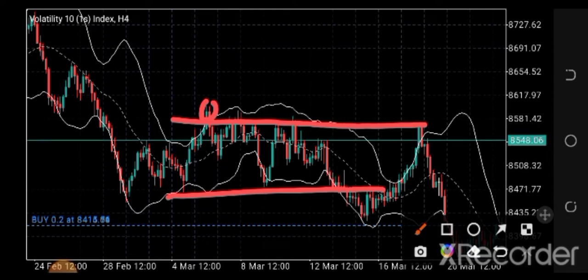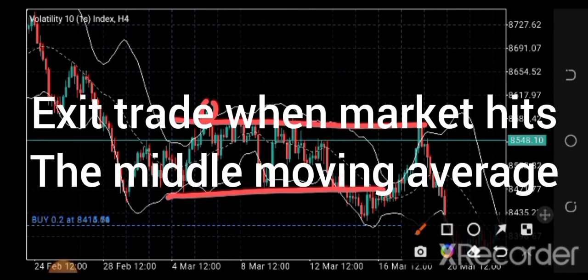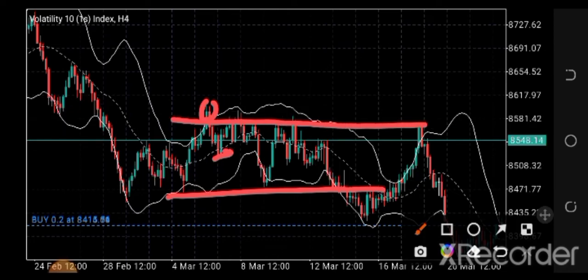After it reaches there, you enter a sell. Immediately it reaches the middle moving average, you exit the trade. Then here you enter a buy. Immediately it reaches the middle, you exit. Just like that. That's how people trade with the Bollinger Bands acting as support and resistance.